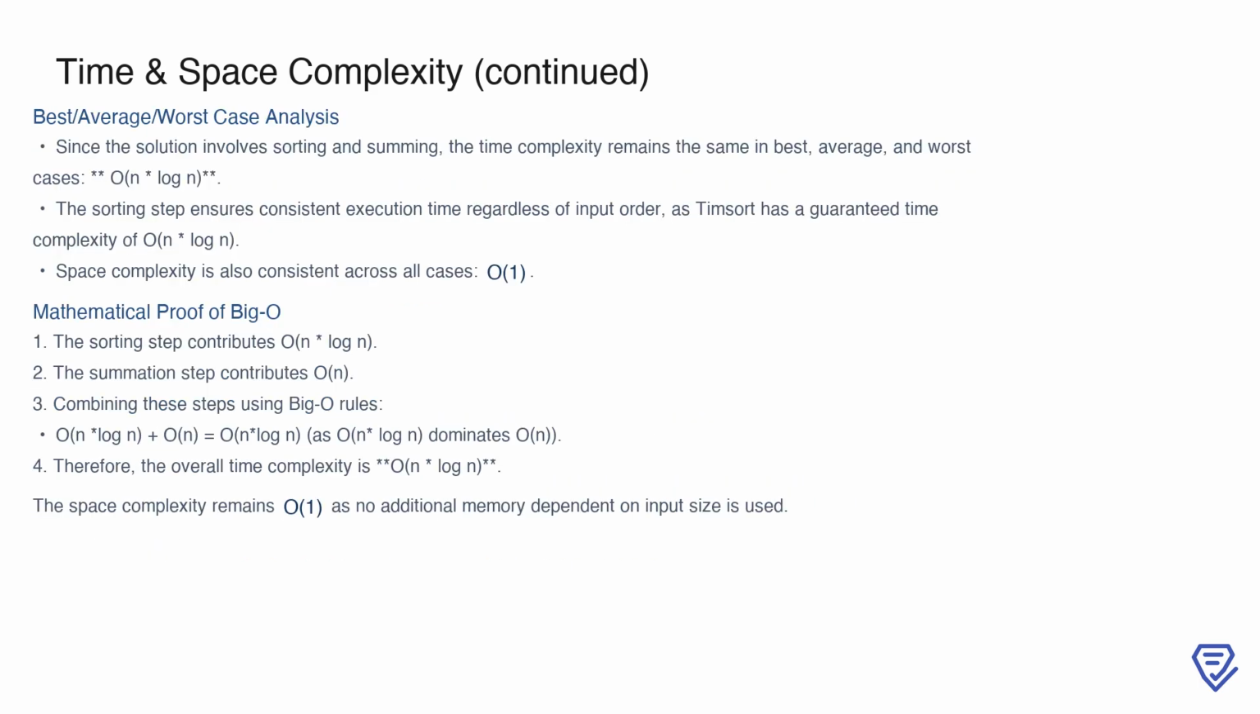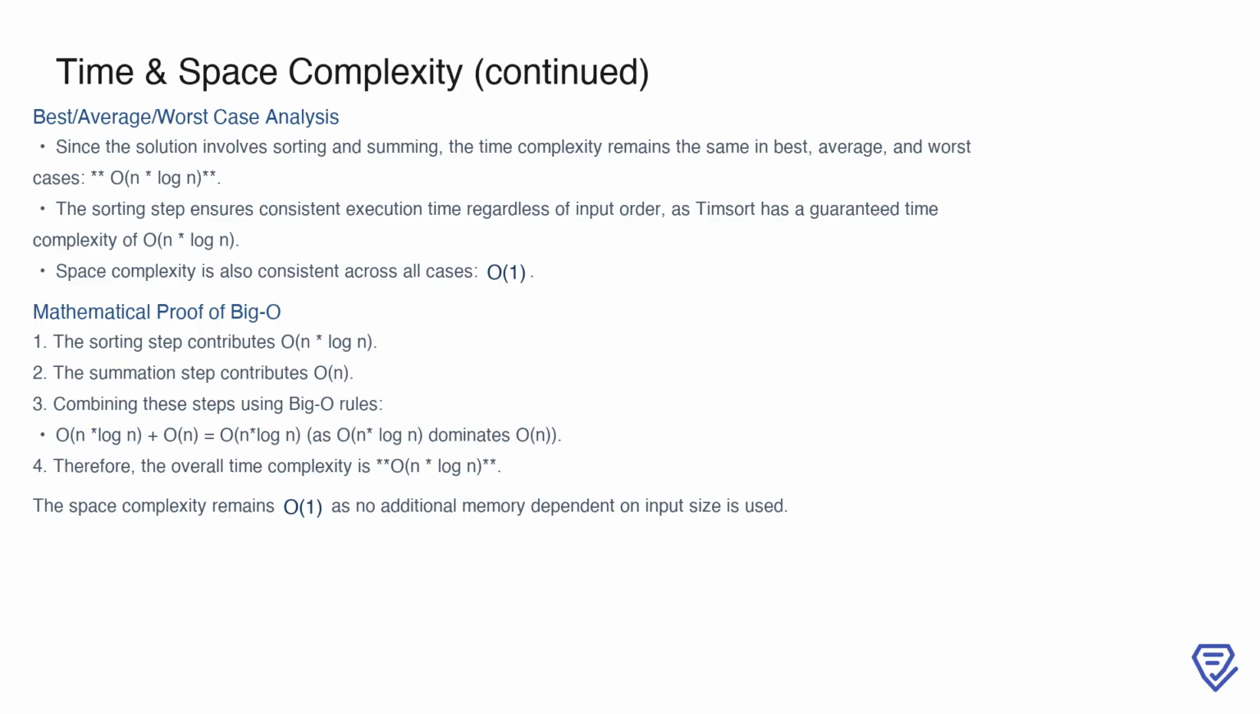Finally, let's analyze the best, average, and worst-case scenarios for this solution. Since the algorithm's 2 main steps involve sorting and summing, the time complexity remains n * log n across all cases. This is because timsort, the sorting algorithm used, guarantees a time complexity of n * log n, regardless of the order of the input array. Additionally, the space complexity remains consistent at 1 in all cases since no additional memory is allocated based on the input size. For a mathematical proof of the time complexity, we can break it down step by step. Sorting contributes n * log n, while summing contributes n.